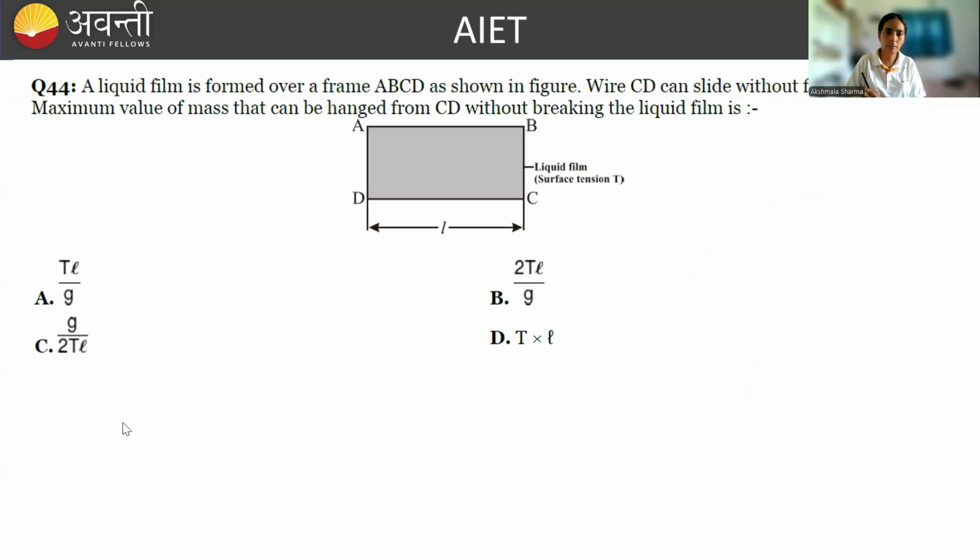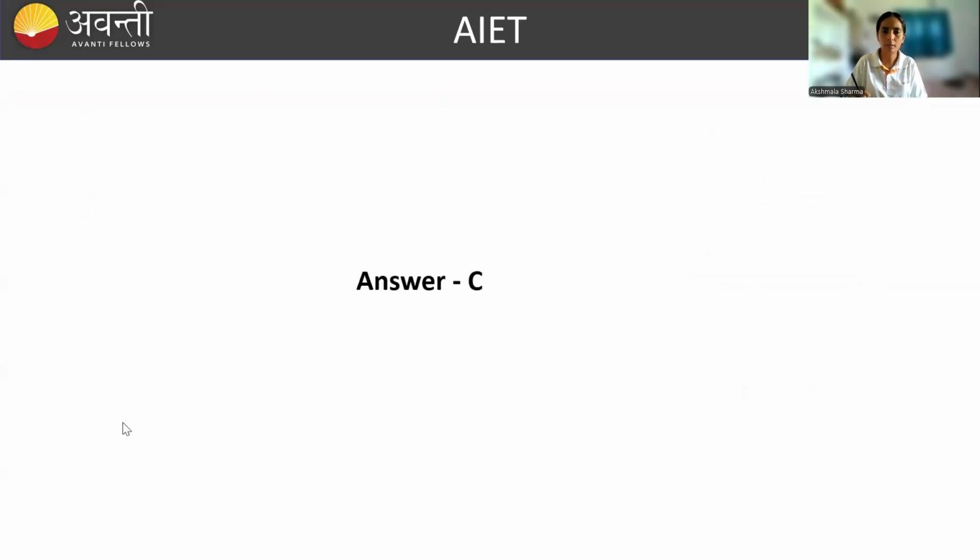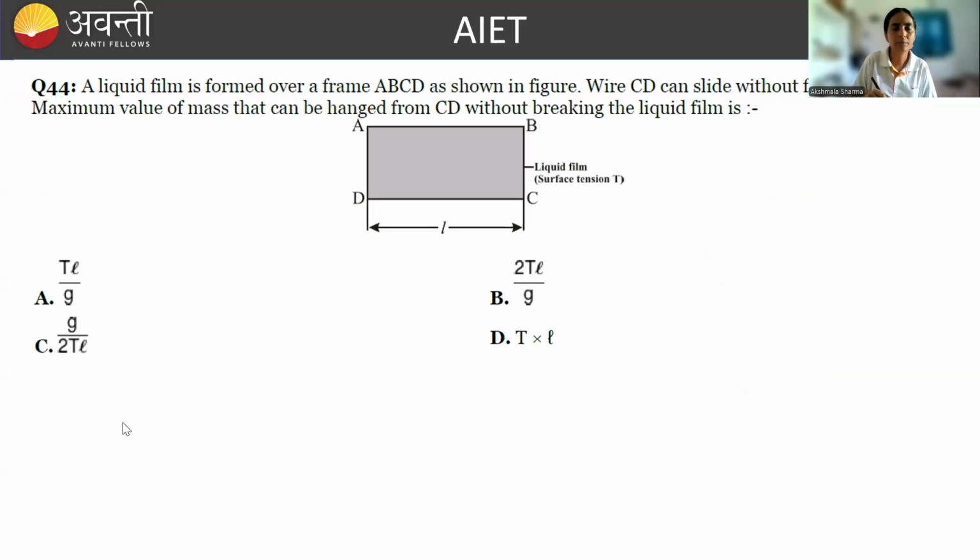Now let's look at this question. This one. A liquid film is formed over a frame ABCD as shown in the figure. Wire CD can slide without friction. What is the maximum value of mass that can be hung from CD without breaking the liquid film?